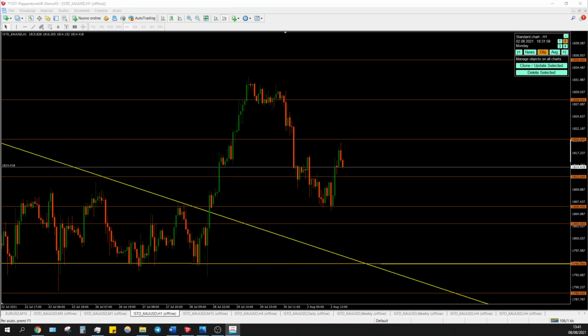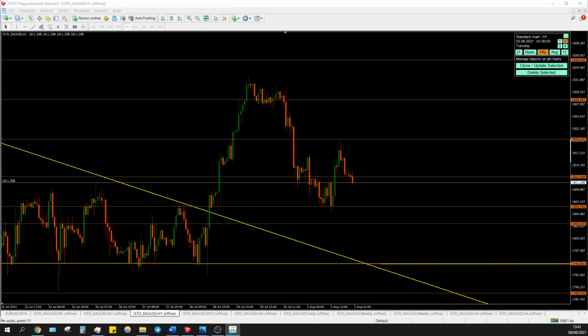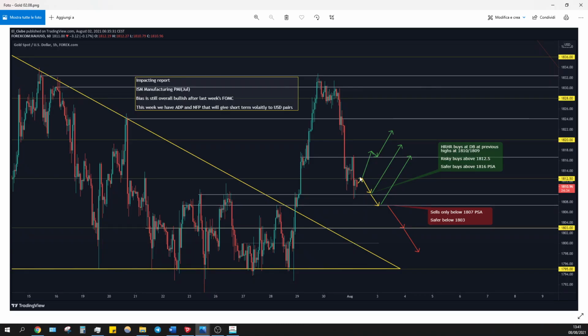Huge reaction at 1820, key level. Let's see, 1812, failing to break below. And we're going into Asian session during the night. Okay, so we're going now into Tuesday. As you can see, we played double bottom and safer buys above, risky buys above 1812.5. I say safer because I remember in pre-New York, price was here, and I said, okay, now safer is above 1812.5.